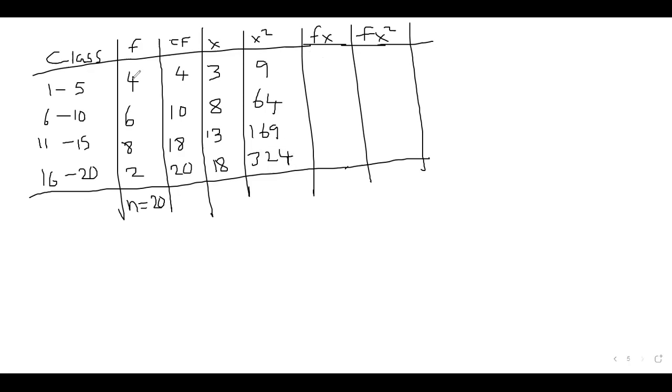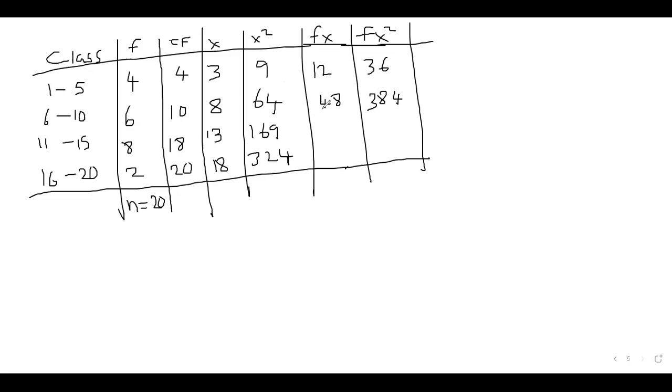And now we calculate the frequency times the value of x. So frequency times value of x is 12. And frequency times value of x squared, so 4 times 9, 36. We go back here. fx, 6 times 8, we get 48. And again, 6 times 64, we get 384.